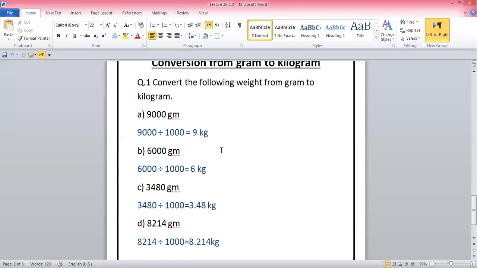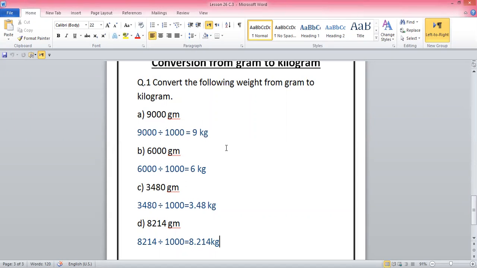The next conversion we learned about is gram to kilogram. Now the value or the weight is given in gram and you have to convert it into kilogram. Let's suppose there is a sack of potato, and it is written that this is 9000 gram. Someone asks you, can you tell me how much kg is that? How much kilogram is that?